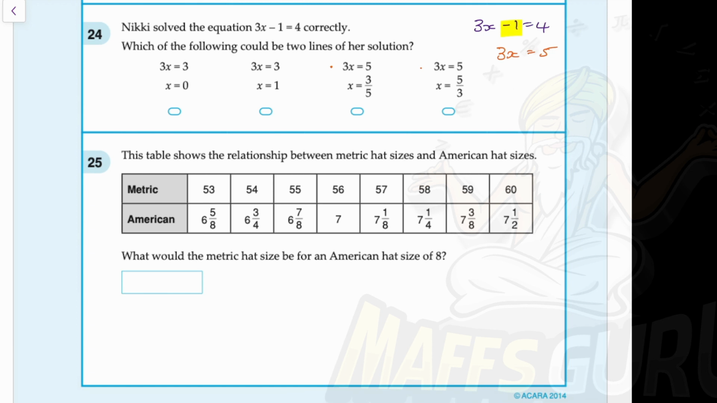And then what are we going to do? We need to divide both sides by 3 to give me 5 on 3. And so that there is my correct answer. In fact, it's the only one that's correct.